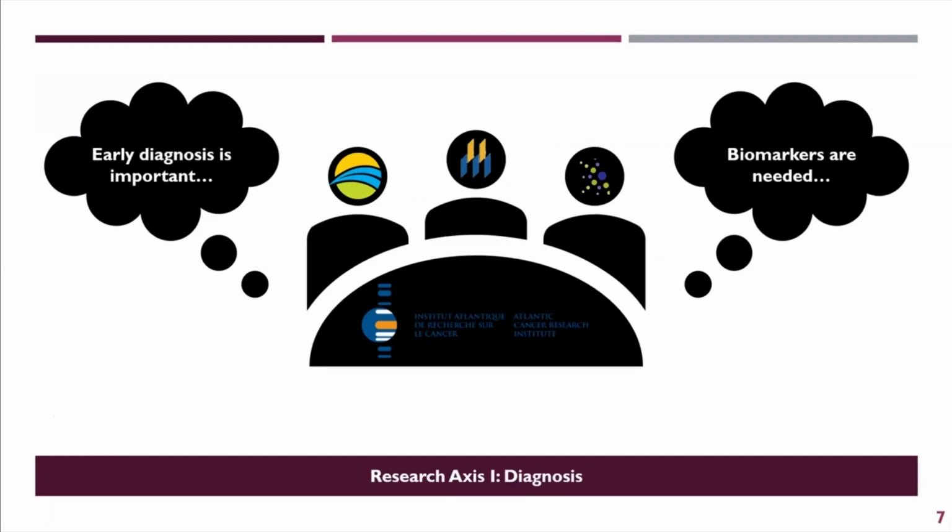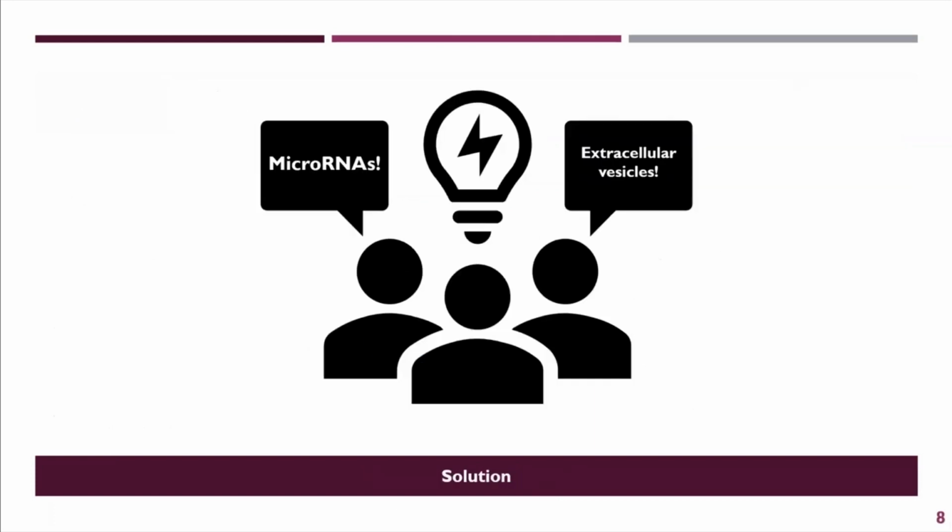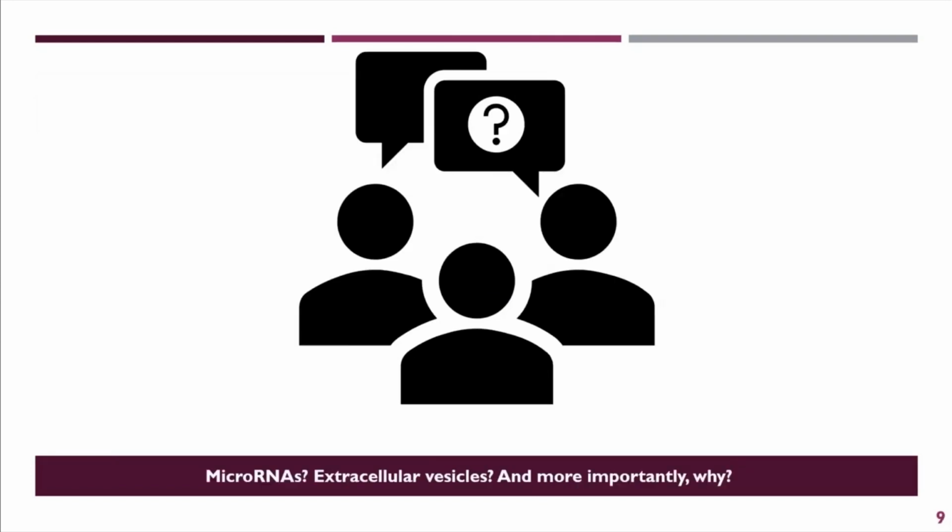So Horizon, Vitality, Université de Moncton, and the awesome team at the Institut Atlantique de Recherche sur le Cancer got together, and what did they come up with? MicroRNAs and extracellular vesicles. Now, great, we got a solution, but you're probably asking, what are microRNAs? What are extracellular vesicles? And more importantly, why do we even care about them?